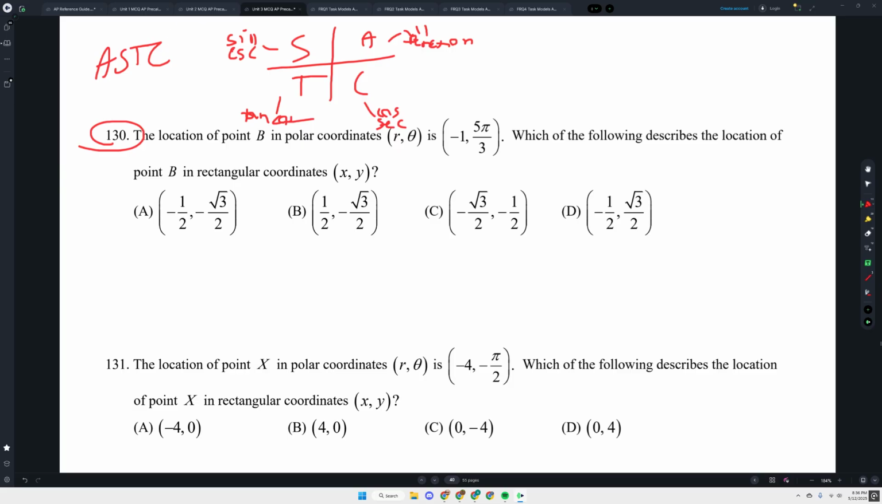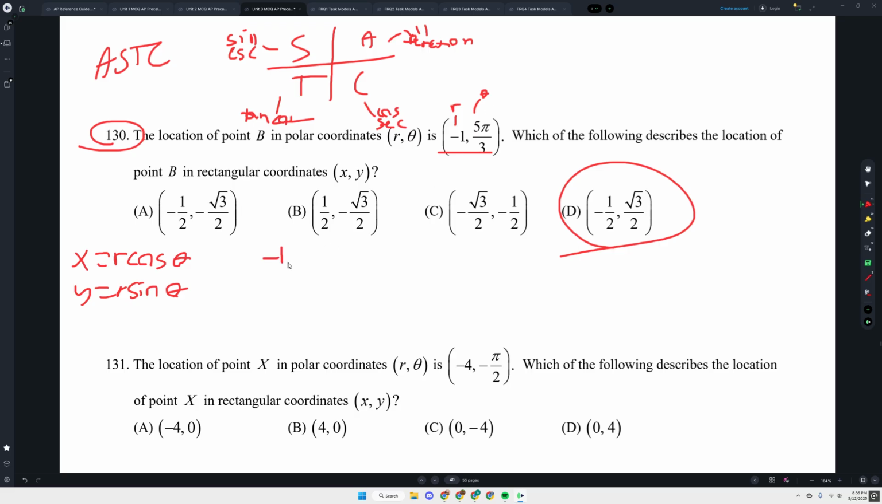The answer for 130 was D. Any questions on this? Why is it D? Okay. So first we have this formula that we went over in the beginning, that x is equal to r cosine theta and y is equal to r sine theta. So now we're going to plug in these numbers. We have an r value, and we have a theta value. Now we're going to plug it in.